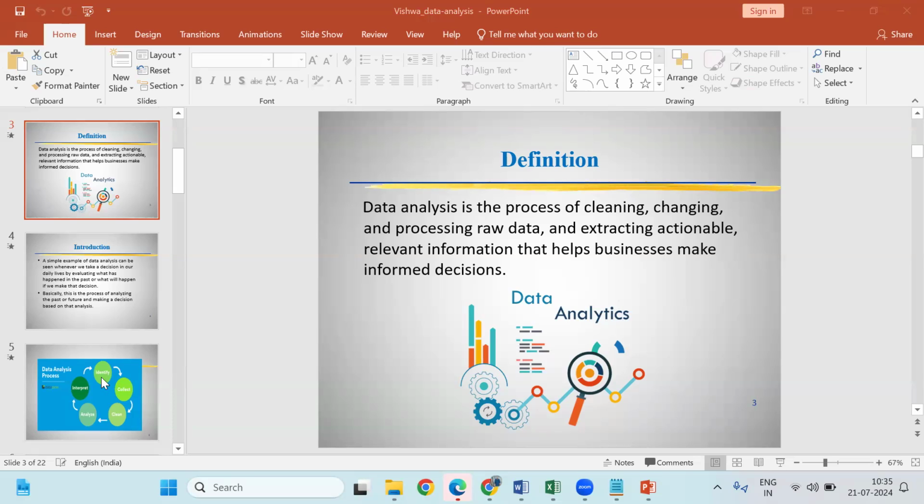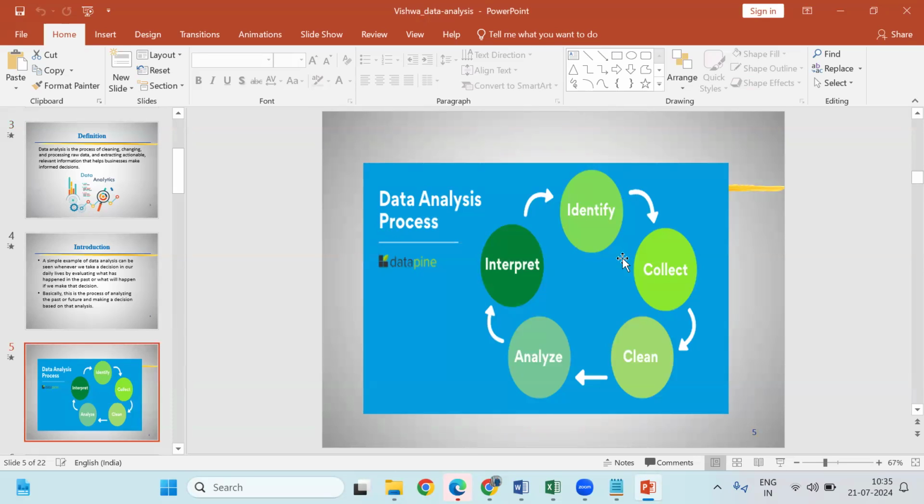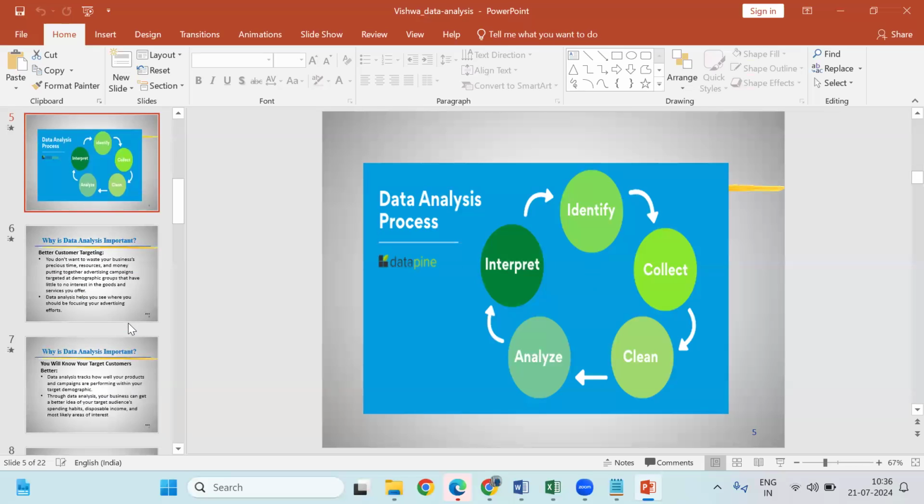Right. Now, what is the data analysis process? What is the data analysis life cycle? We identify some data, collect the data, after that clean the data, analyze the data, and finally interpret the data. This is generally called the data analysis process.